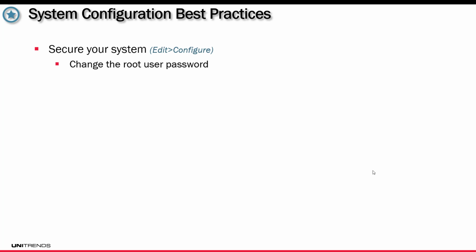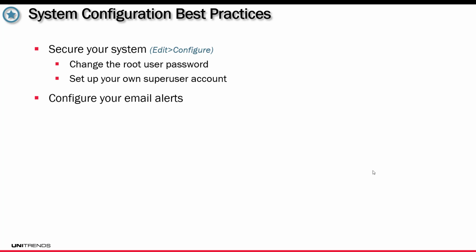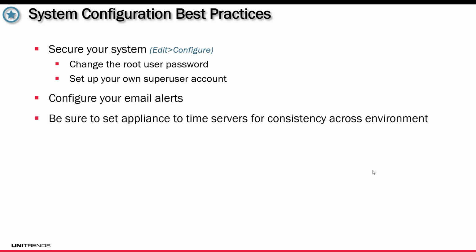A few system configuration best practices. You want to make sure you secure your system. Go to Edit and Configure to get to that menu. Go to Change the root user password. Make sure you do that. Set up your own user account. Make sure you configure those email alerts. And be sure to set up the appliance to time servers for consistency across your environment.